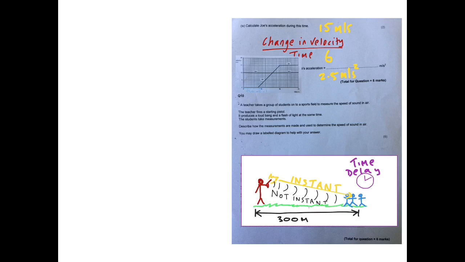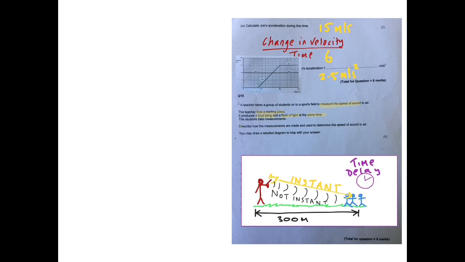Final question, very loaded, lots of information, time to get your pen out to underline key ideas in the question. A teacher takes a group of students onto a sports field to measure the speed of sound in air. So they're measuring the speed of sound. The teacher fires a starting pistol, which produces a loud bang and a flash of light at the same time. The students take measurements. Describe how the measurements are made.